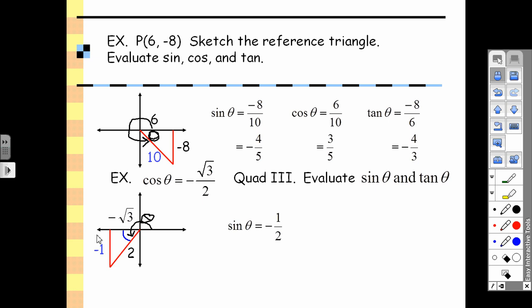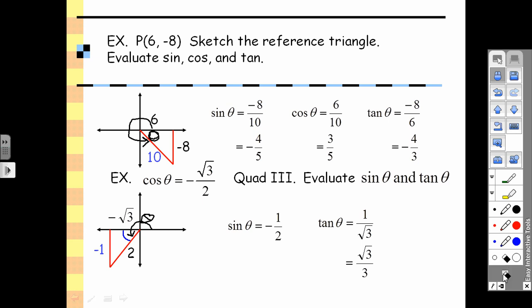Okay, so there's sine. Sine is opposite over hypotenuse. And then tangent is opposite over adjacent. And the negatives cancel each other out. And then when you have 1 over √3, you've got to remember to rationalize that denominator. So it's going to be √3 over 3. Okay? So hopefully that won't be too difficult for you guys. Once you get the hang of drawing these little reference triangles, then it's a piece of cake.